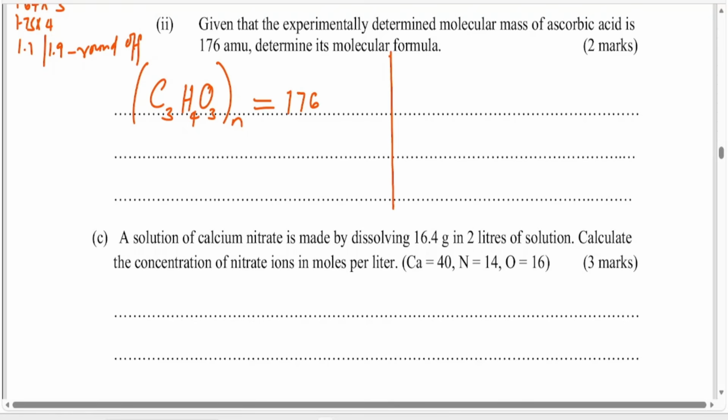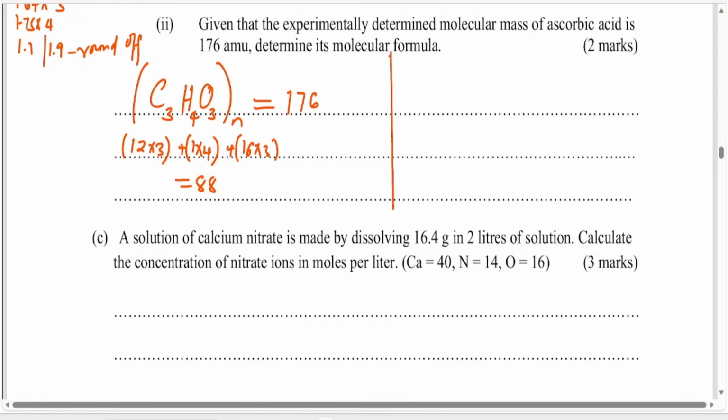When you work it out, we multiply the relative atomic masses by the number of atoms that we are given. For carbon, we have 12 multiplied by 3. Hydrogen is 1 multiplied by 4. Oxygen is 16 multiplied by 3. When you do the summation, you shall obtain 88.